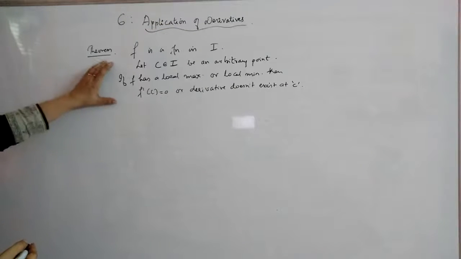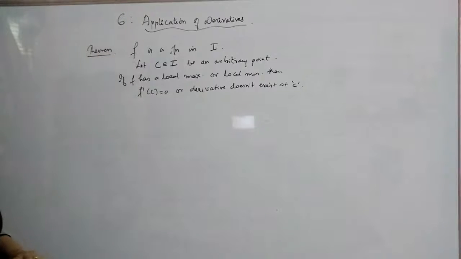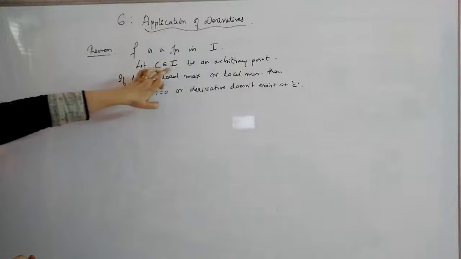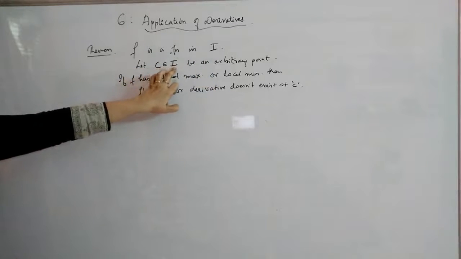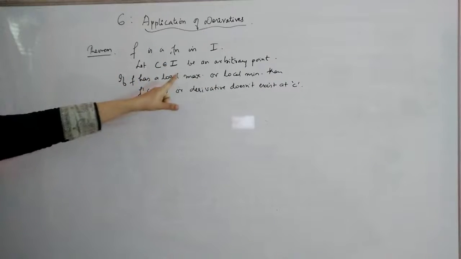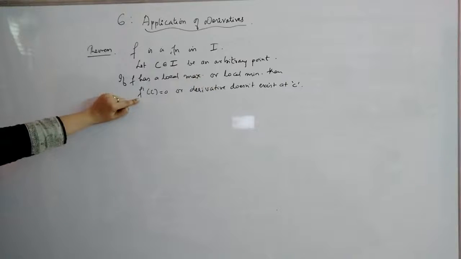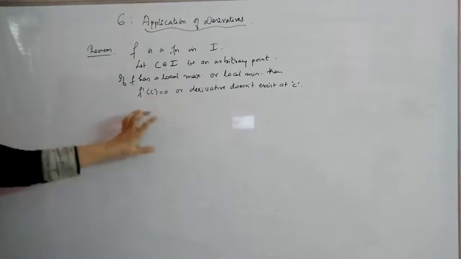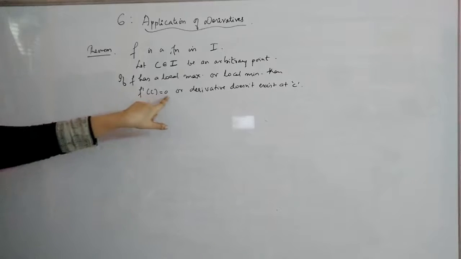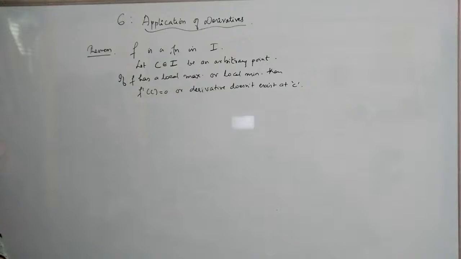So regarding this, you have a theorem in which the statement is: if you have a function f in the open interval I, and let C be any point in that interval, any point meaning an arbitrary point. If f has a local maxima or local minima, then either f dashed of C is 0, or the derivative does not exist at that point. There are two cases: either the derivative can be equal to 0, or the derivative does not exist at that point.